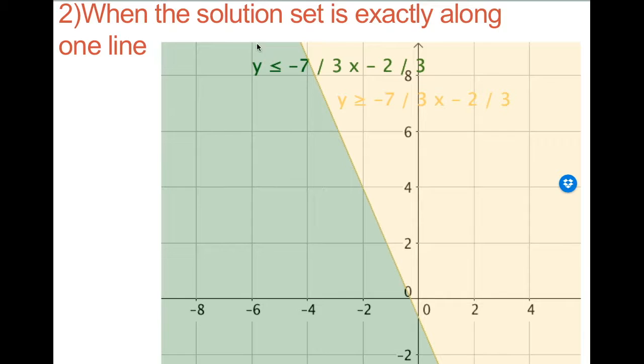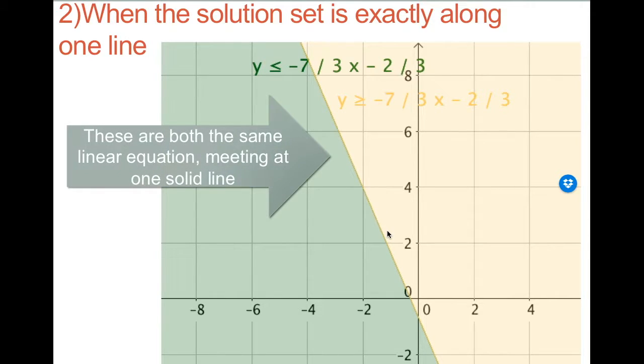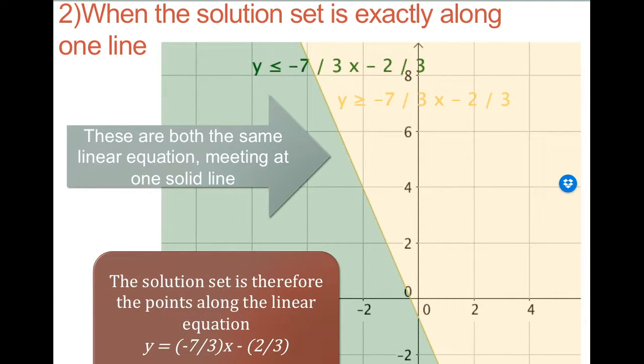So notice that we have 2 inequalities that have the exact same equation. Just one is less than or equal to, whereas the other one is greater than or equal to. So their solution set is all along this line. So these are both the same linear equation meeting at one solid line. So you could just say that the solution set is just points along this line: y = -7/3x - 2/3.